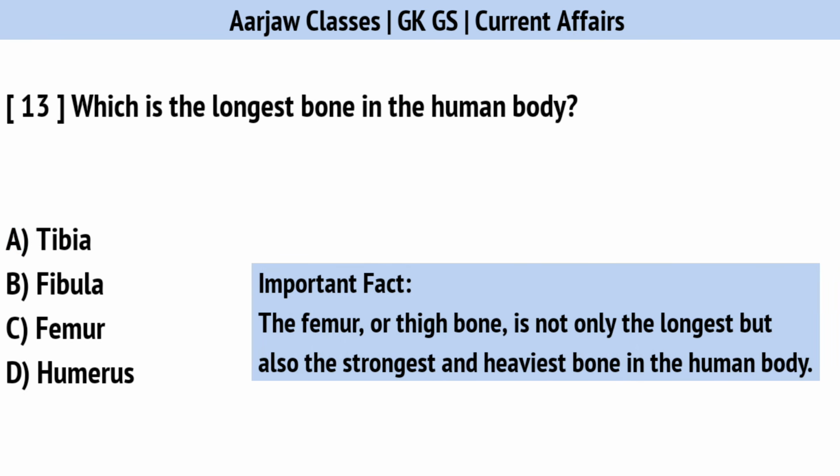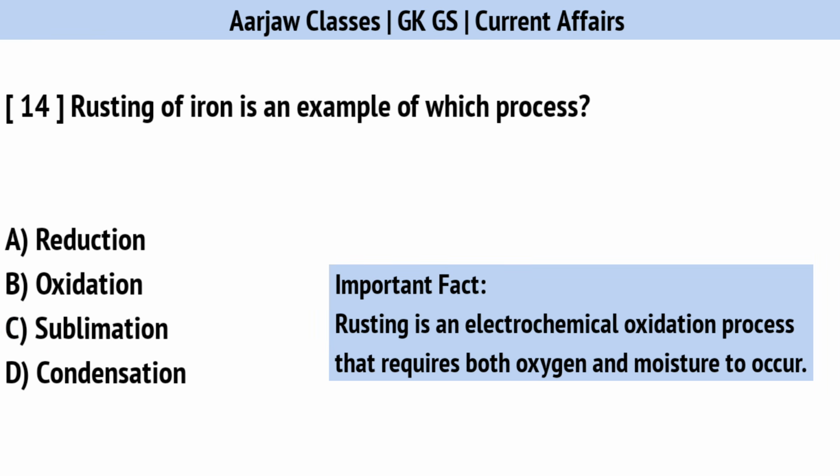Which is the longest bone in the human body? Correct option is C, femur. Rusting of iron is an example of which process? Correct option is B, oxidation.